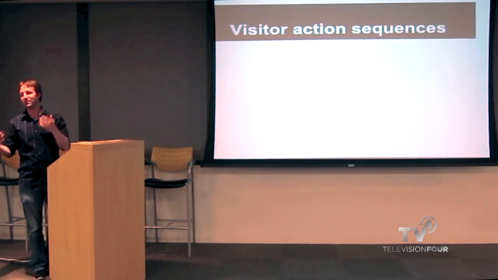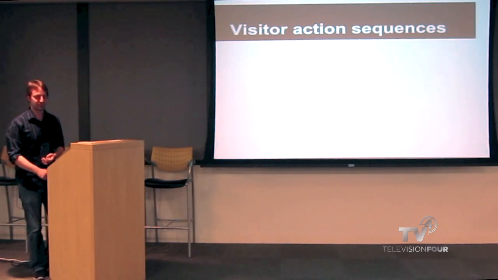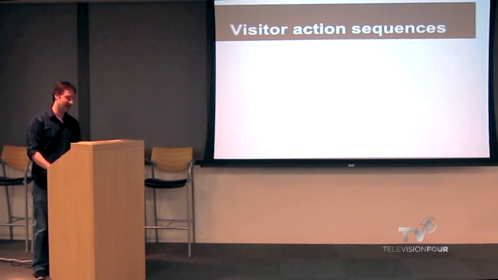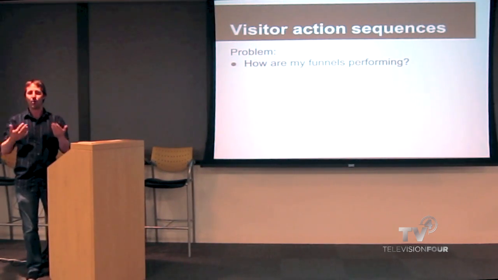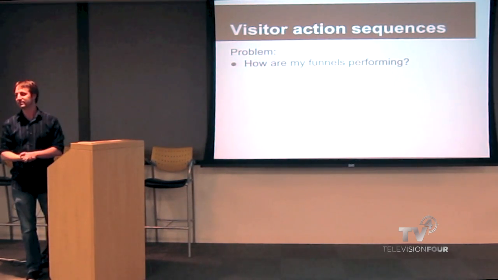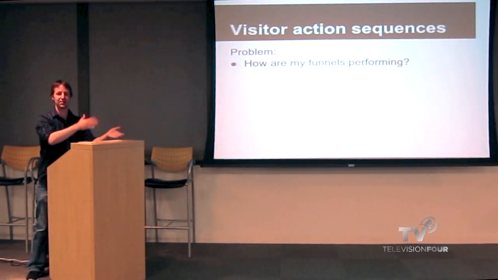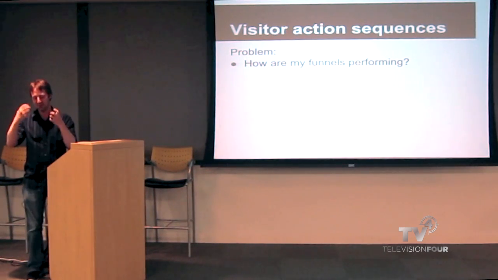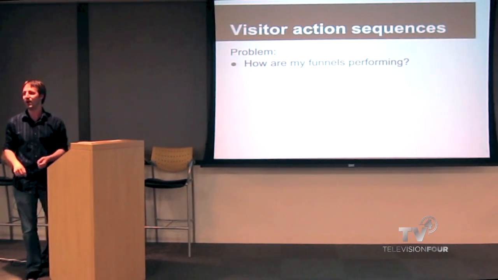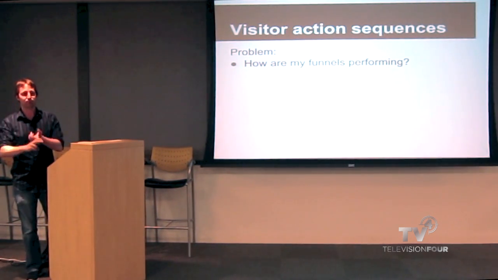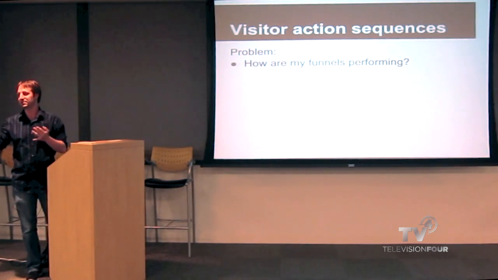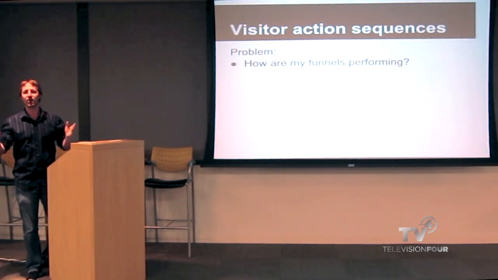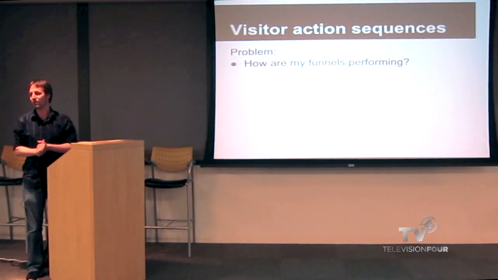Okay. So, visitor action sequences. The idea is that we really want to calculate how our funnels are performing. That is, if somebody clicks on something, it goes through some process, and there's some destination you want to have them at, whether that's posting a comment, uploading a picture, making a purchase, anything like that. We want to see how those funnels are performing.